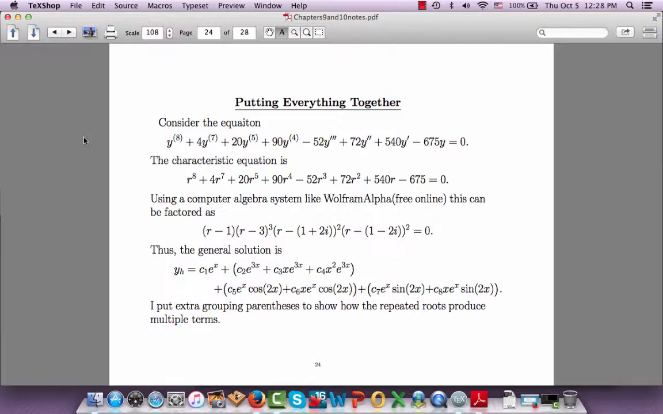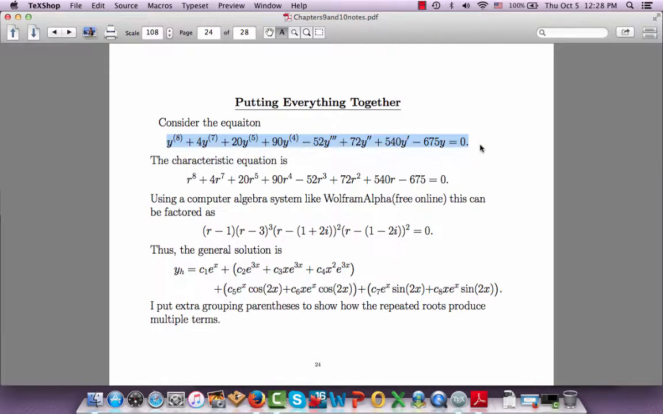So again, from a textbook point of view, textbooks are going to give you problems which are possible to solve. They're not going to give you the impossible ones to solve. But anyways, let's look at this 8th order linear homogeneous equation with constant coefficients.